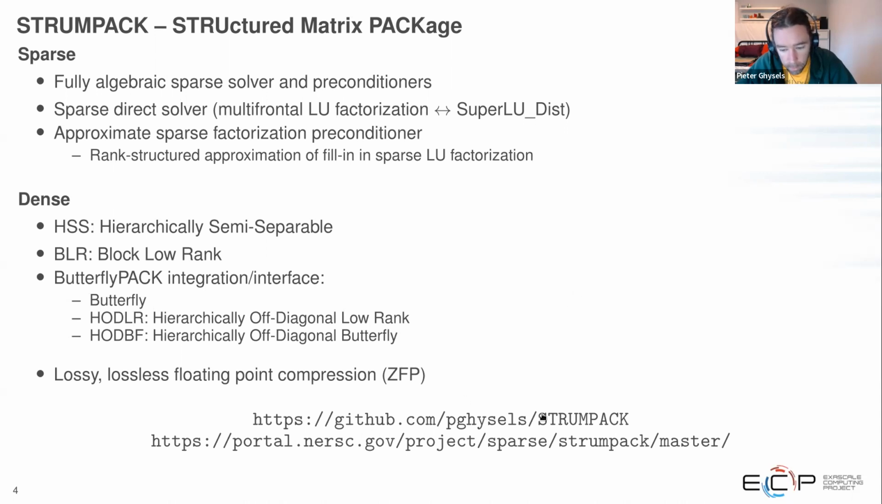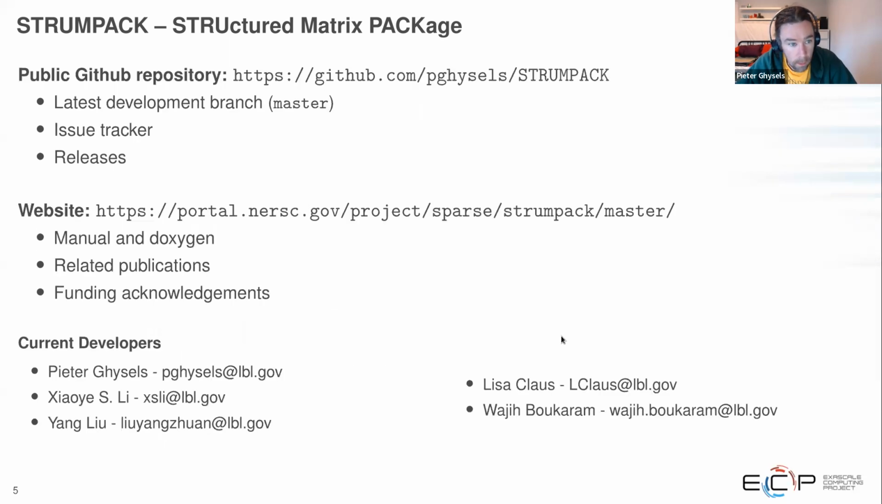So here's a link to the STRUMPACK website where the development is done on GitHub, and we also have a separate website. This GitHub repository has the latest development branch. You can file issues there. We post our releases there. And this other website, which you can also reach from our README on the GitHub page, has the manual, which we created through Doxygen, and it also has the other Doxygen documentation of the interfaces in STRUMPACK. And we also post related publications there. And these are the current developers of STRUMPACK.